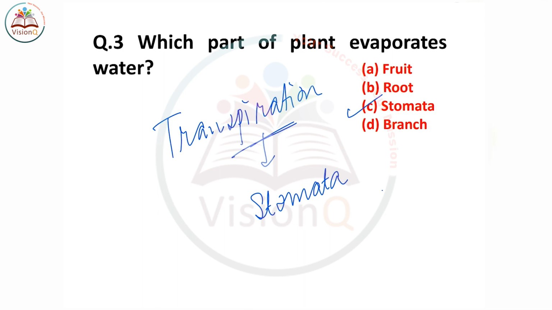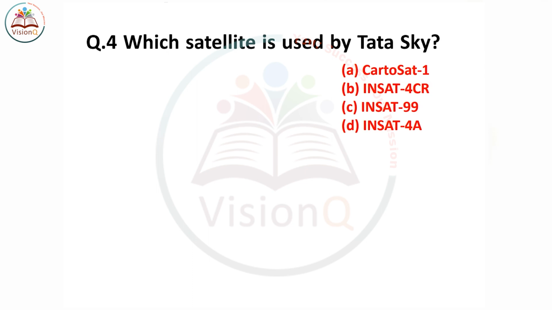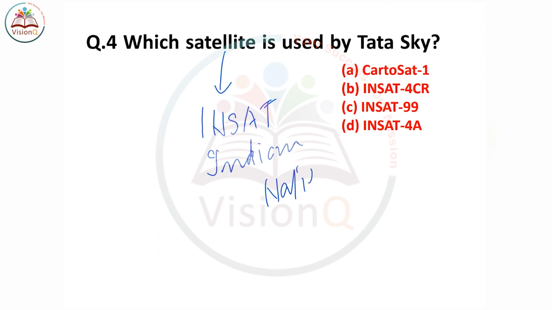Next question, question number 4. Which satellite is used by Tata Sky? There are many satellites. These are all man-made satellites, launched by man, obviously. If I talk about Indian satellites, the first satellite launched by India was Aryabhatta, and this series is known as the INSAT series. There are many satellites under this INSAT series. INSAT refers to the Indian National Satellite System.